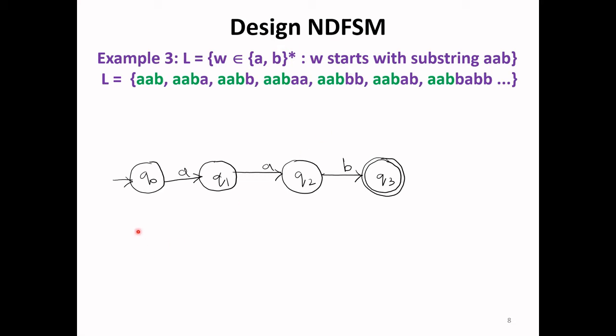Then what is the condition? It starts with AAB. It means what? After having AAB, I can have any possible strings of A's and B's. So how to represent that? After AAB, I'll take a self loop to the final state having any combinations of A's and B's. So this is how we design the NDFSM for a string starting with the substring AAB.